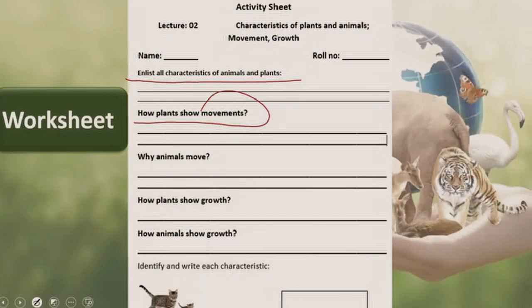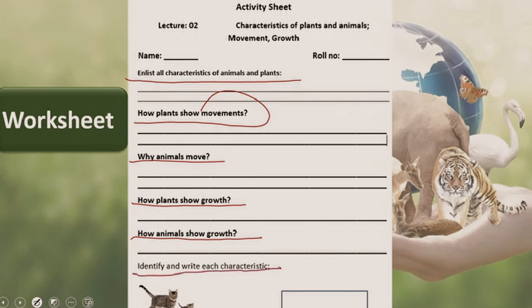How plants show movement? Write it down. They show movement with the help of their different body parts, like they move towards the sunlight or towards the water. Why animals move? Animals move to find food, water and shelter, and to move away from danger. How plants show growth? Plants grow from a tiny plant to an adult plant or a tree. How animals show growth? Animals also grow from a baby animal into an adult animal.